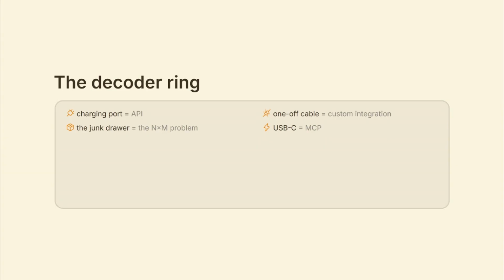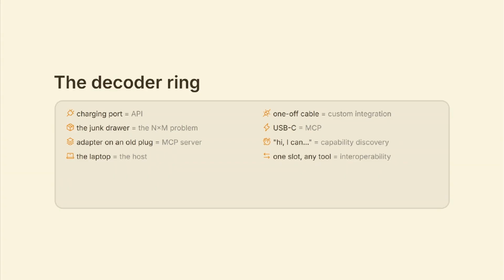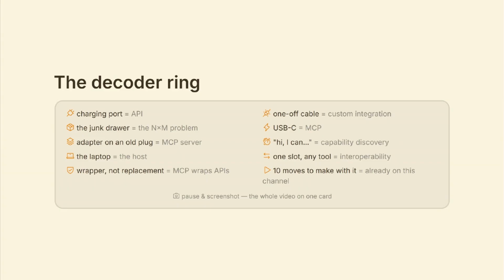Decoder ring. Screenshot as it fills in. The charging port is an API. The one-off cable is a custom integration. The junk drawer is the N times M problem. And USB-C is MCP. The adapter on an old plug is an MCP server. "Hi, here's what I can do" is capability discovery. The laptop is the host, and one slot for any tool is interoperability. Last row: MCP is a wrapper, not a replacement.